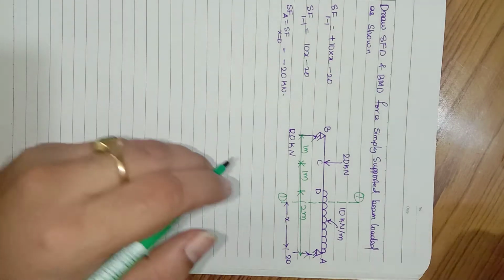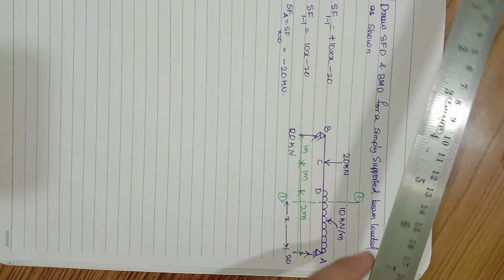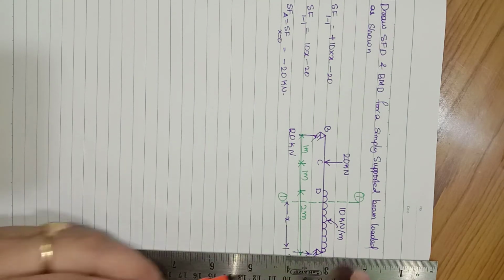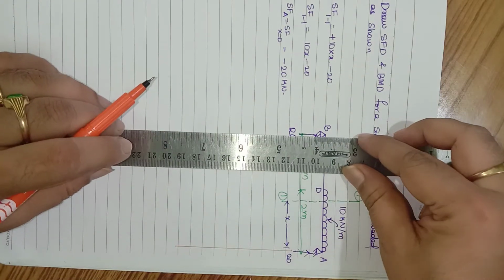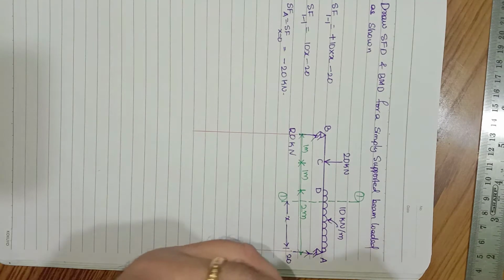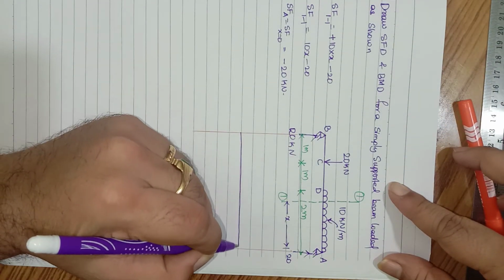So now from this problem onwards, I will directly draw the shear force and bending moment diagram. After each and every point, I'll mark out the shear force and bending moment diagram. Without any delay, I'll show it here. The first thing is we need to draw the baseline. I have drawn the baseline.